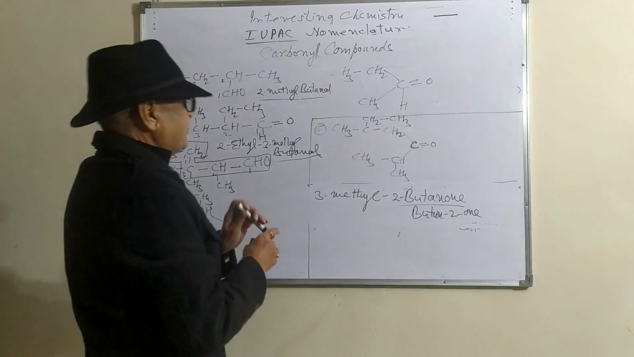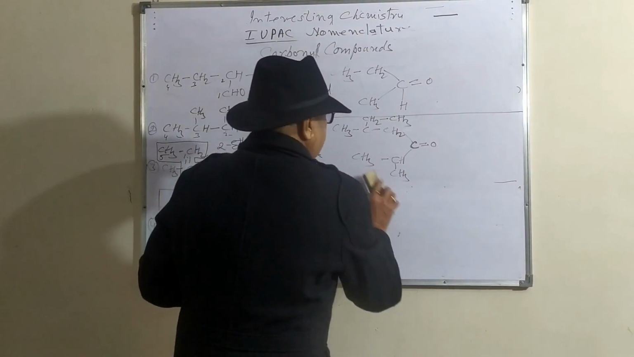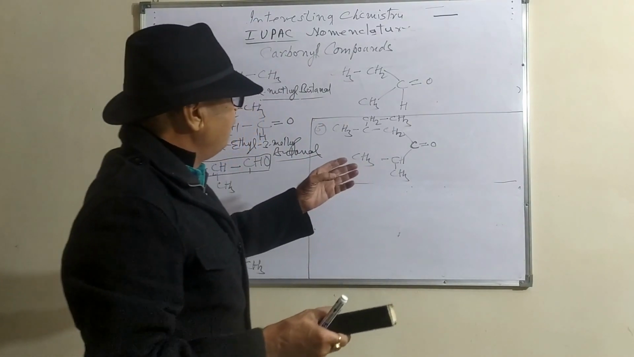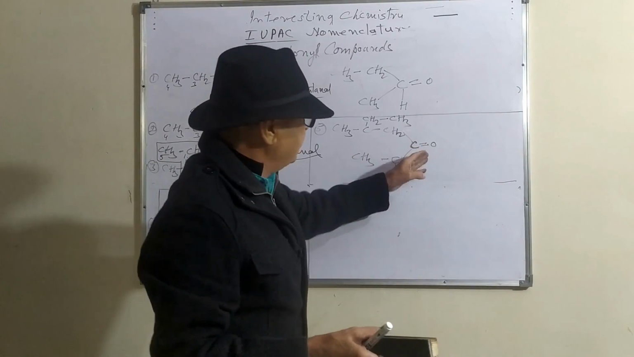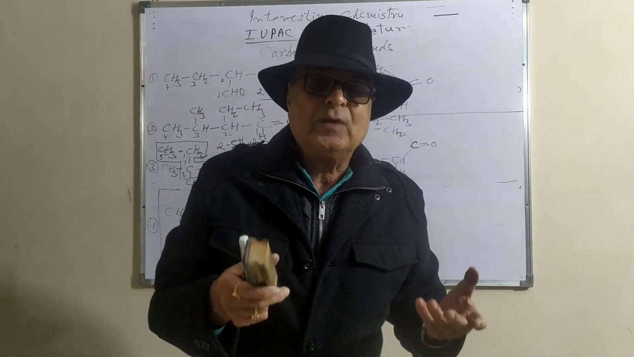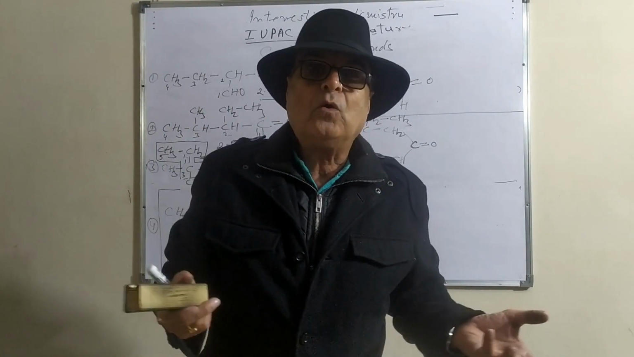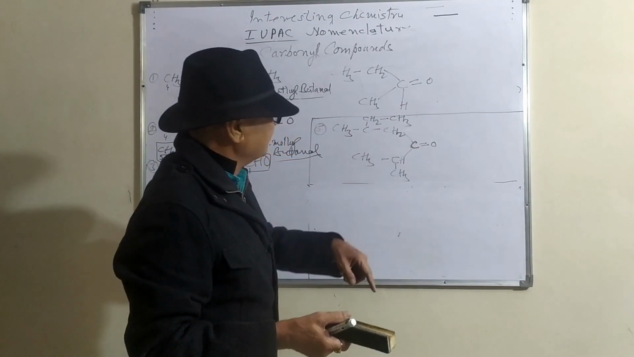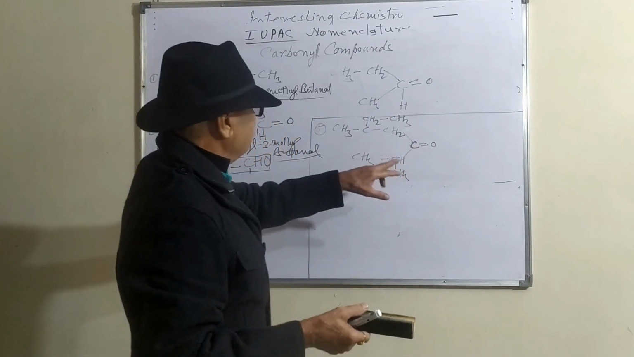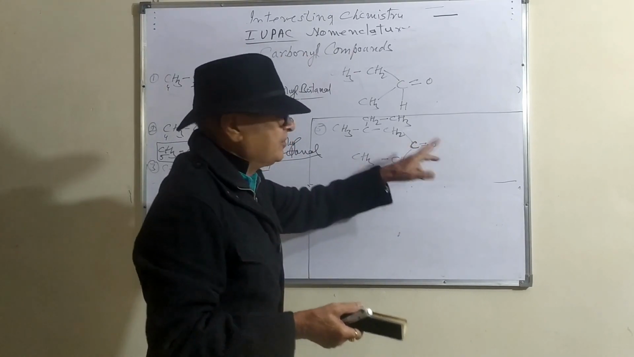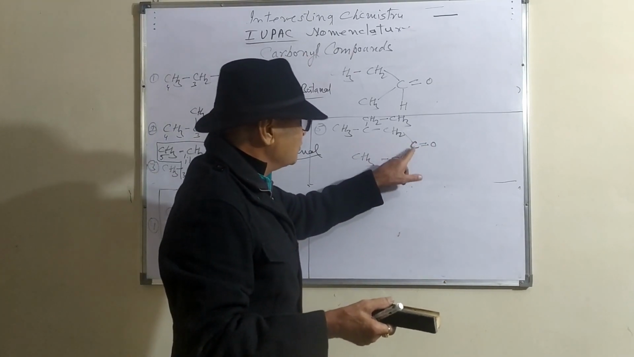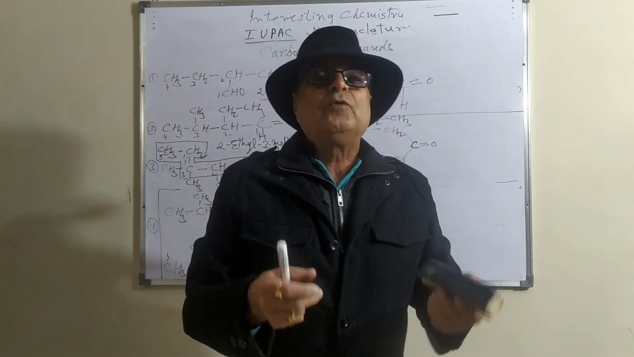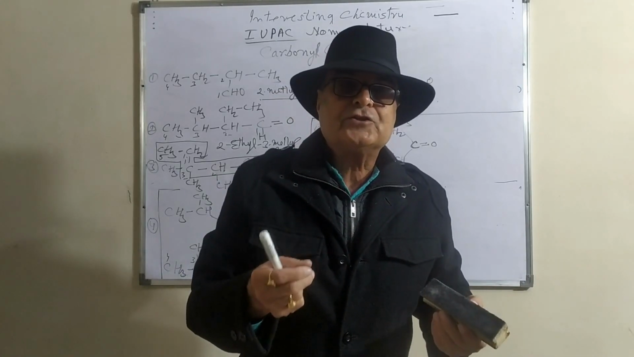Now I come to this structure. How do you write the name of this compound? When you find the carbonyl group here, the question arises whether it is an aldehyde or a ketone. This carbonyl group has no hydrogen. If there is one hydrogen in this place, then it is an aldehyde. Now it has no hydrogen, so it is only a carbonyl group. So it is a ketone, and we will use -one in the nomenclature.